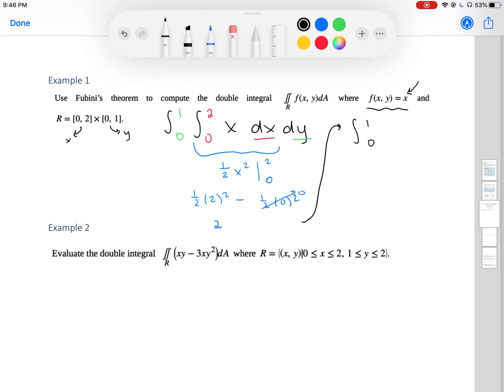Now we integrate from 1 to 0, dy, and we take our answer, which again was a 2. And it can be anything. It's just that in this case, it also happened to be 2. All right, the antiderivative of 2 is 2x. We apply the bounds from 1 to 0. So 2 times 1 minus 2 times 0, we get 0. Our answer is just 2.